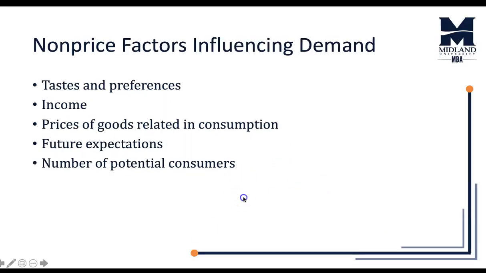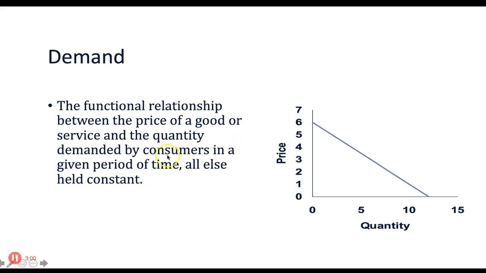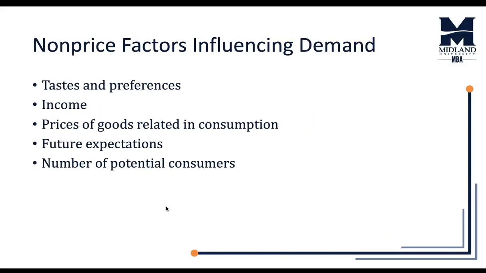Okay, makes sense? So if that's the case, we noted here that we have to assume certain things constant. And that's an important theme for managers to keep an eye on. Let's take a look as to why that's the case. There are some non-price factors that influence demand. For example, tastes and preferences, and we'll go into details of each one of these in a little bit. Income, prices of goods related in consumption, future expectations, and number of potential consumers. Let's take a look at each one of them and what it really means.